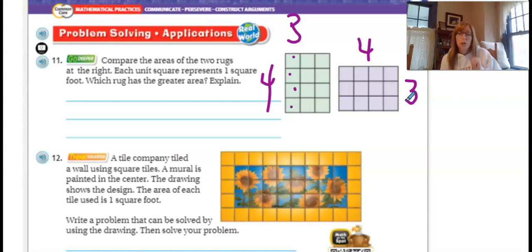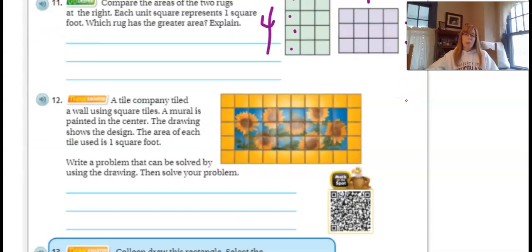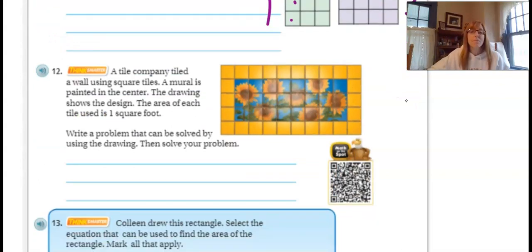Okay, so now we're going to go on to number 12. Oh, that's pretty. A tile company tiled a wall using square tiles. A mural is painted in the center. Can you see? Now the mural is inside. Okay, that's what they're talking about. Okay, that's in the center. The drawing shows the design. The area of each tile used is 1 square foot.